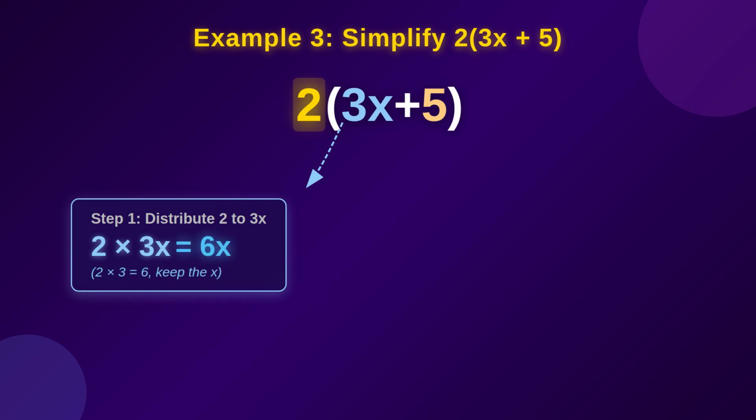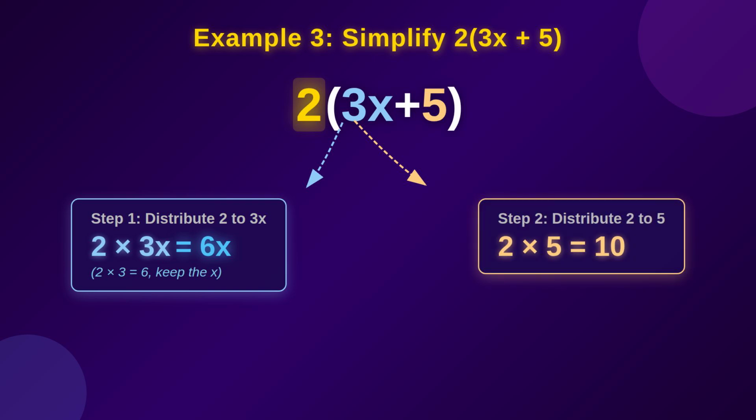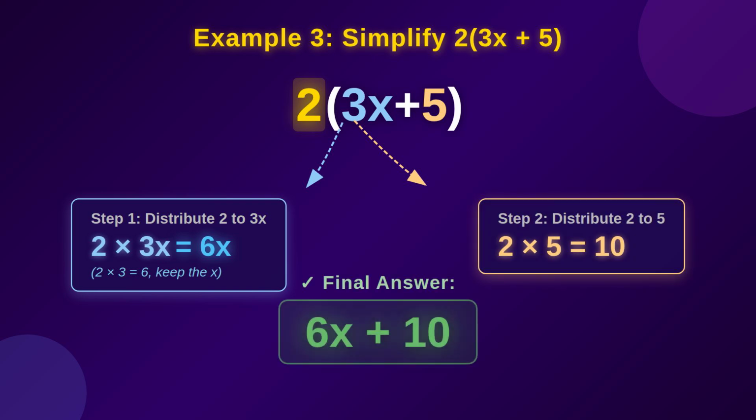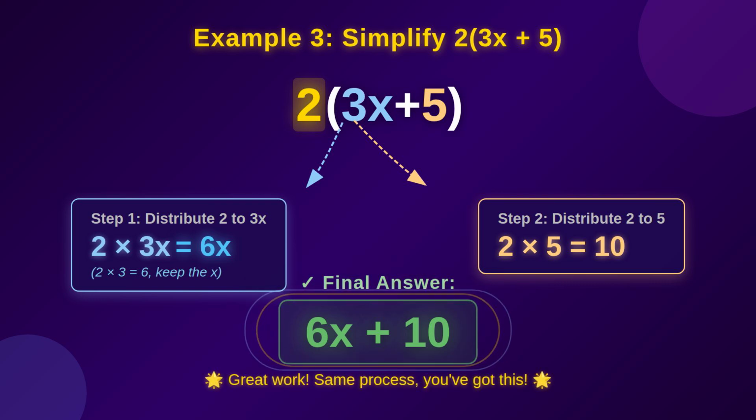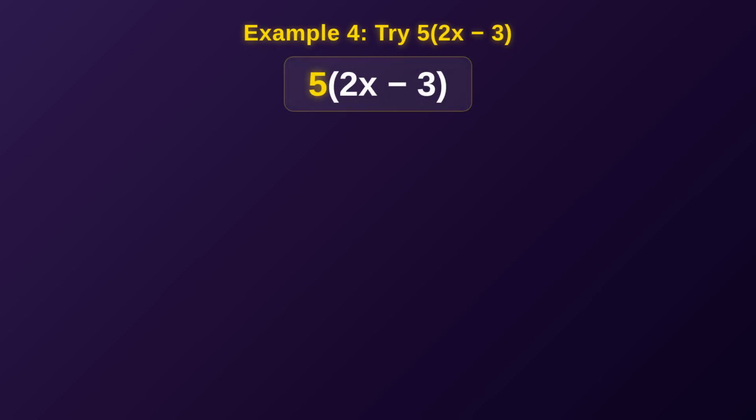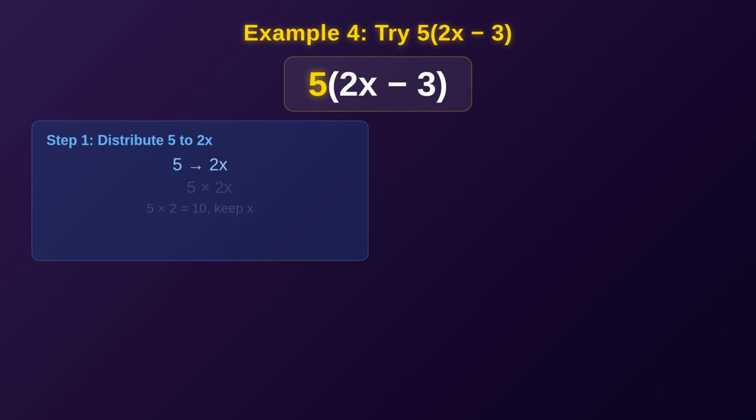Ready for the next level? Let's try 2 times open parentheses 3x plus 5. This time there's a coefficient on the variable, 3x. No problem. Step 1. Distribute the 2 to 3x. That means 2 times 3x. Multiply the numbers. 2 times 3 is 6. Keep the x, so we get 6x. Step 2. Distribute the 2 to 5. 2 times 5 equals 10. Step 3. Combine. Our final answer is 6x plus 10. Same process, slightly trickier, but Marcus handled it, and so did you.